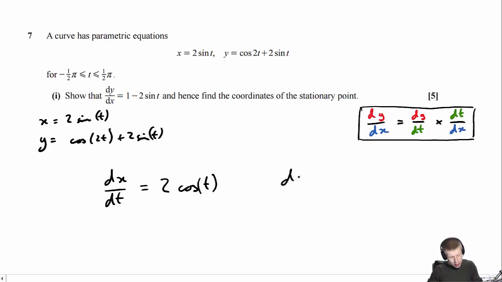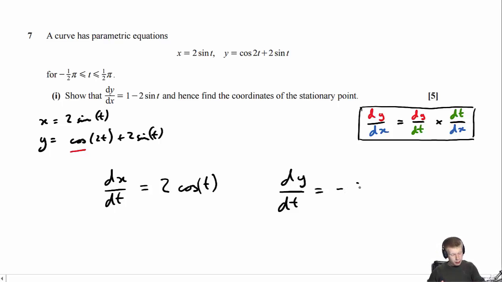Okay, let's try and differentiate the y then. So we've got y equals cos 2t plus 2 sine t. So basically I need to try and differentiate that with respect to t. So let's first of all differentiate cos 2t. Now, because it's cos of 2t rather than just cos of a single t, I'm going to have to use the chain rule, the outer-inner rule. So I'm going to differentiate the outside first. So I'm going to differentiate cos first. So cos goes to minus sine.